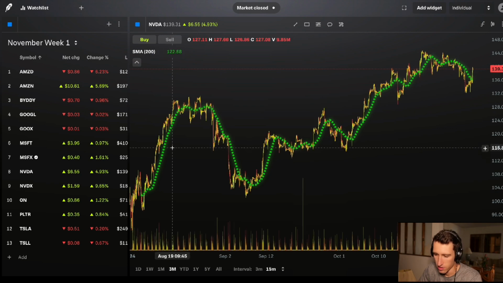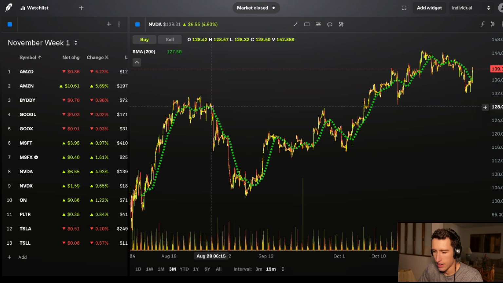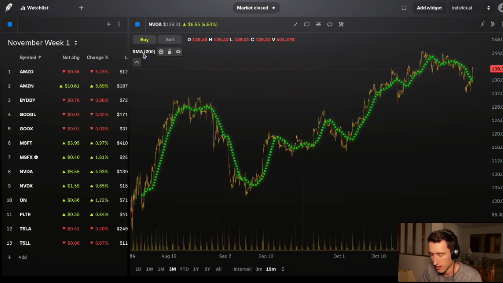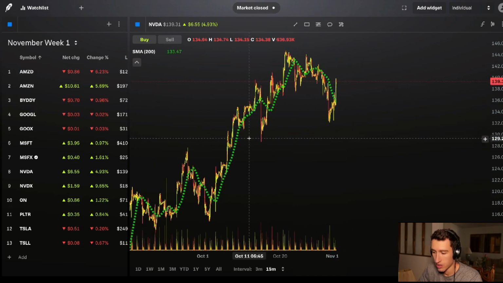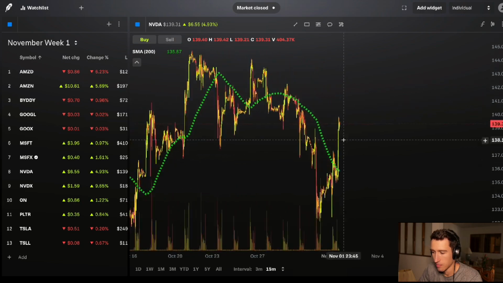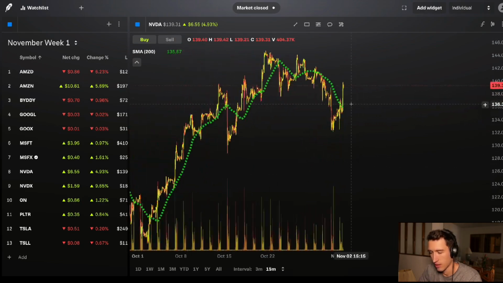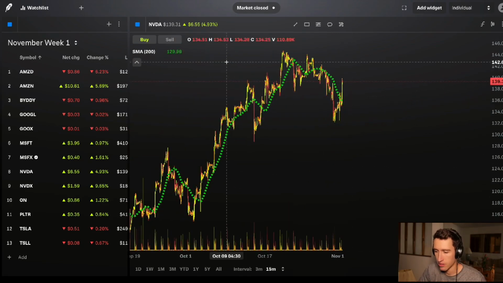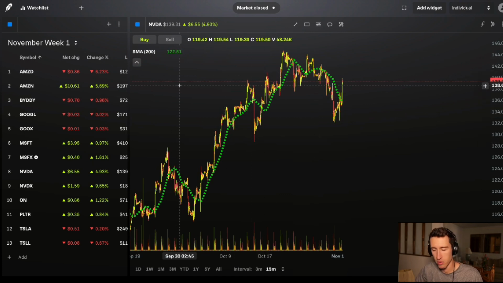Like, for example, right here, we could see it was acting as a support. We saw it consolidate. When it pushed below, it was acting as a resistance. You can see it getting rejected by that moving average. So it's a really good way to determine the direction of a stock. As we could see, it just crossed over. So now we may be looking more bullish. And so, yeah, that's how you use the simple moving average.